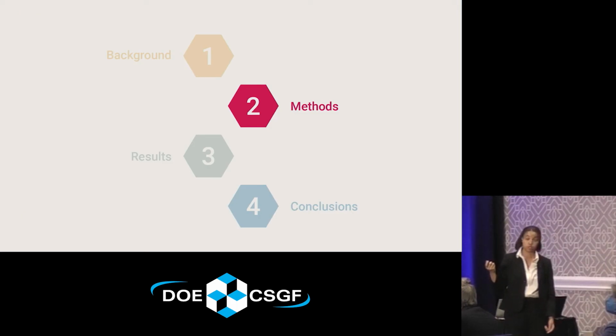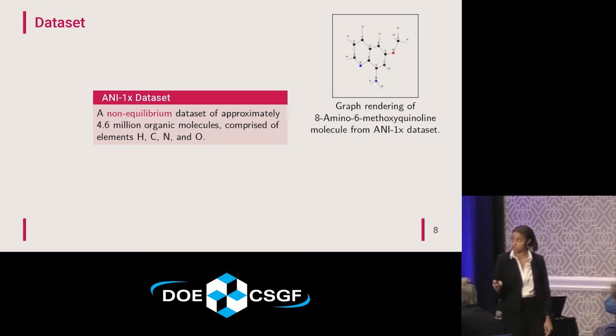So on to the method section. This is the data set I mentioned that we use. It's called the ANI1X data set. It's a non-equilibrium data set of about 4.6 million organic molecules consisting of elements H, C, N, and O. And there's a graph rendering of a molecule from that data set.